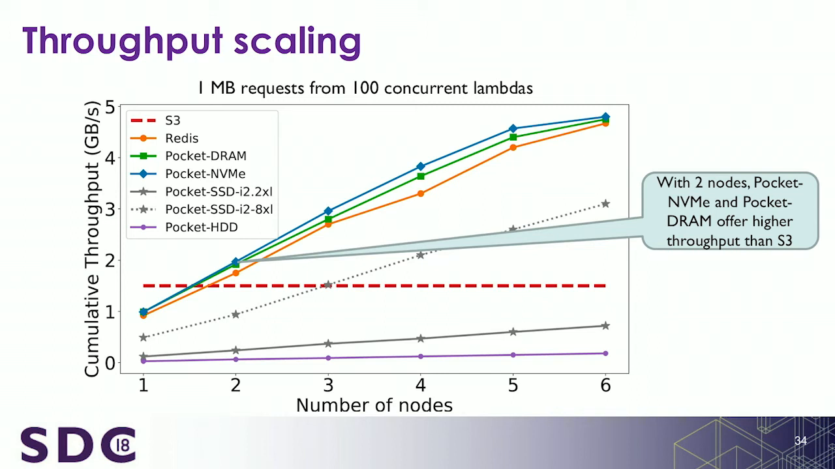Is there a question? You're saying you get 1.5 gigabytes per second from S3? That's like off by 3 orders of magnitude.